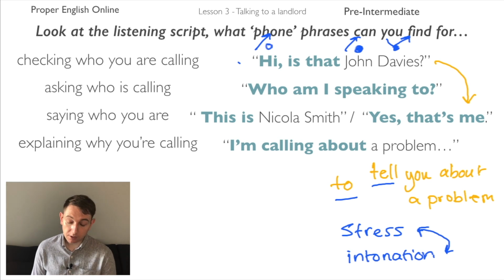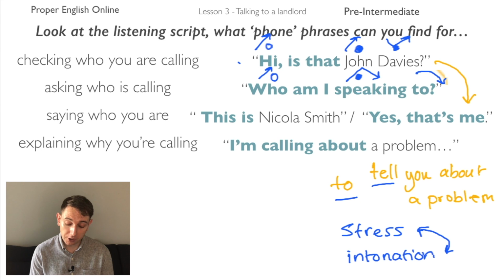Okay guys, so let's look at the next one. So where's our stress? So firstly, who am I speaking to? So stress though is going to be who am I speaking to? The intonation is going to go up here. Who am I speaking to? Up, down. And we probably will go down at the end. We could go up too. Both would be fine. Let's try both ways.